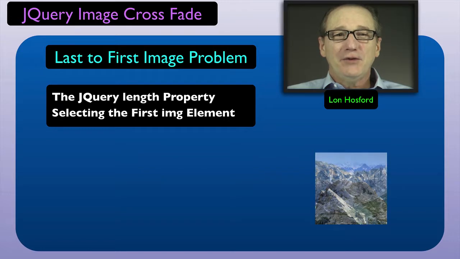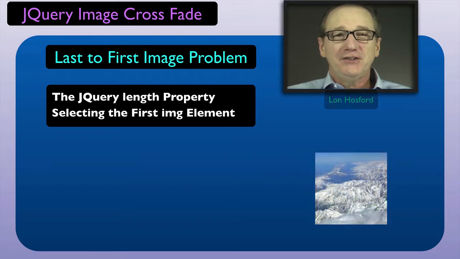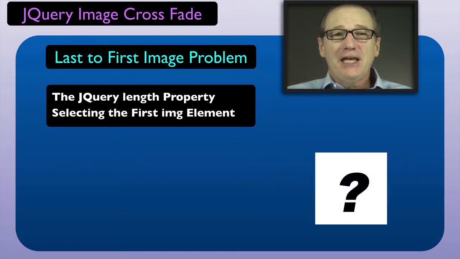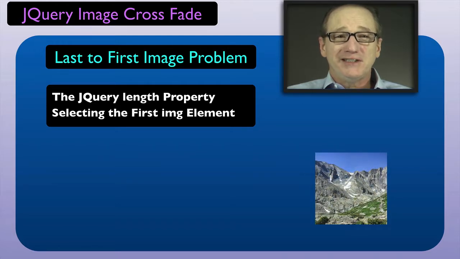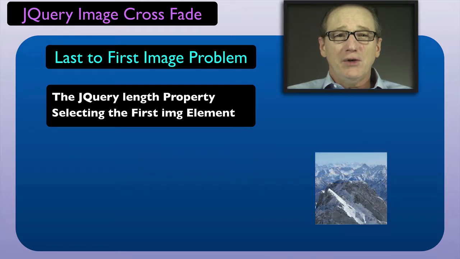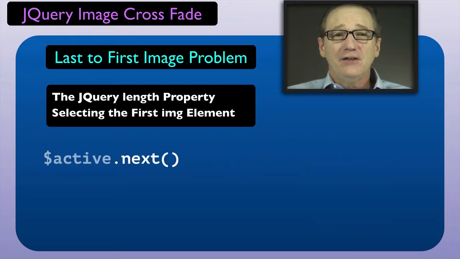In our last segment, we were only able to crossfade our images one time through. Now we want to work on starting back at the first image and repeat the sequence. We are using the jQuery next method to select the fade over IMG element. That worked until we faded to the last IMG element.